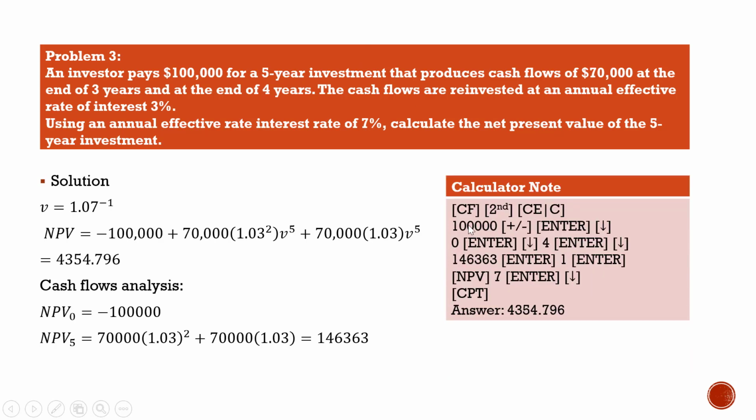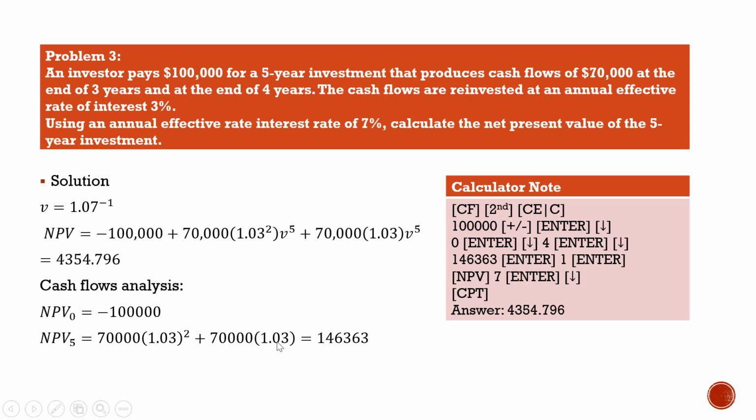So we are going to use cash flows on a calculator. First clear work: CF, second CE/C to clear work. Then the net present value at time 0 is negative 100,000, so we enter 100,000, plus or minus to turn it into a negative value. Then hit enter, scroll down. Then the cash flows at time 1 to time 4 are all 0. So you have 0, enter, scroll down, 4 for frequency, hit enter again, scroll down.